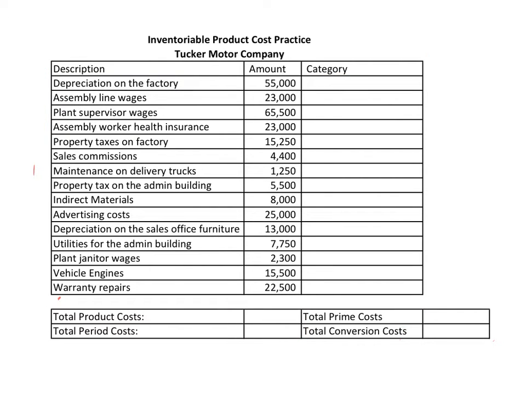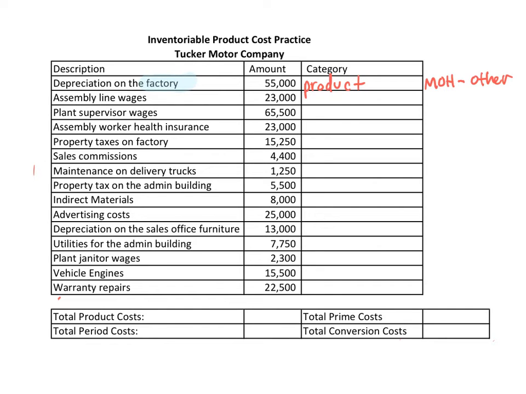First cost is depreciation on the factory. Now the keyword here is factory. Whenever you see a cost that says factory, then you can automatically assume that it is a product cost because it relates to production of the inventory. So now that we know it's a product cost, we need to identify what type. Depreciation falls under manufacturing overhead. That's what the MOH stands for. And specifically, it would fall under other manufacturing overhead costs, things that relate to the entire factory facility.